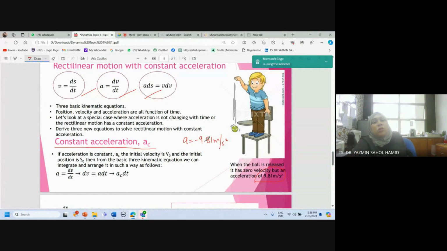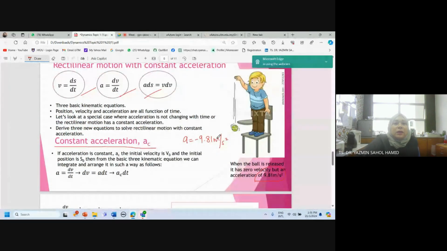Now, how are we going to derive the equation? Let's have a look. Above here are the three basic kinematic equations, and position, velocity and acceleration are all functions of time. Now we're going to look at a special case where acceleration is not changing with time, or the rectilinear motion has a constant acceleration. So we're going to derive a new equation to solve rectilinear motion with constant acceleration.